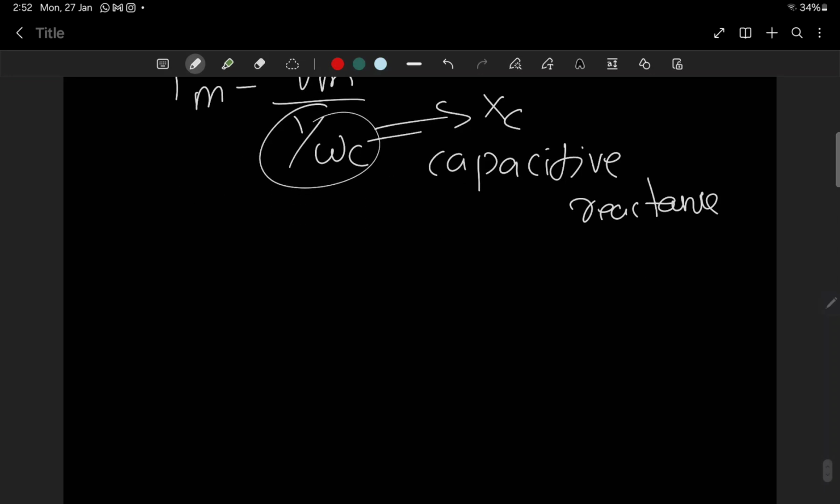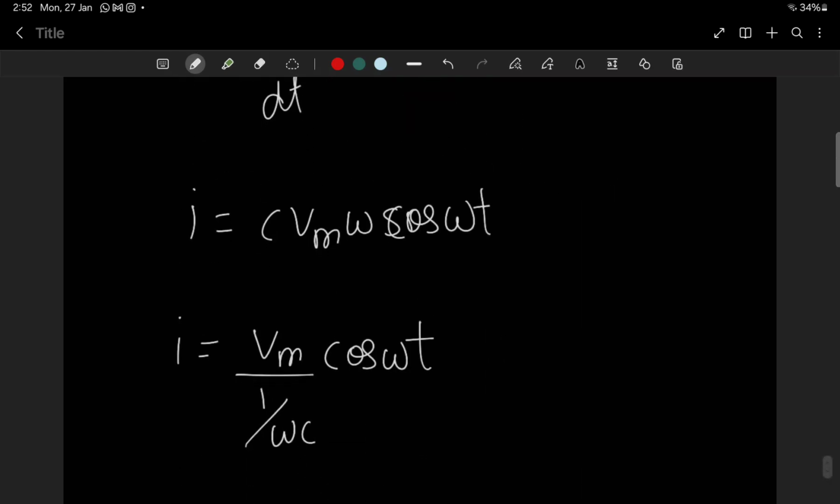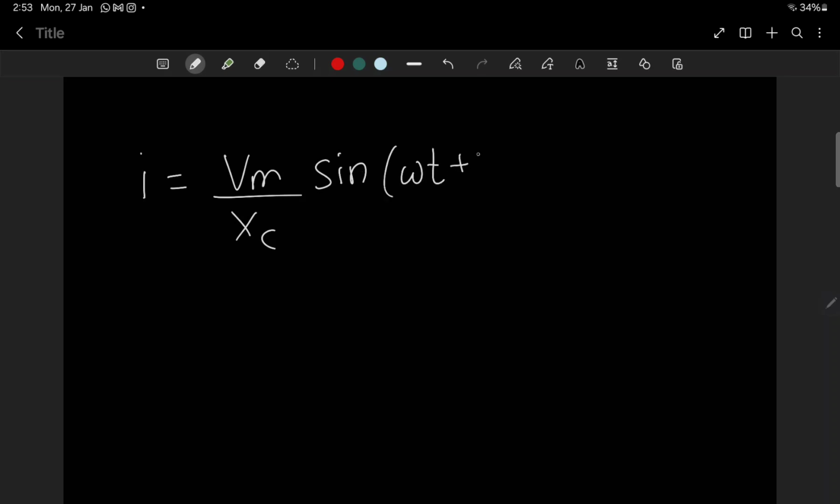That is important. Here we got the result in terms of cos omega t. The problem is that we should change it to sine. So Vm by XC into cos omega t, which is positive, becomes sine of omega t plus pi by 2.